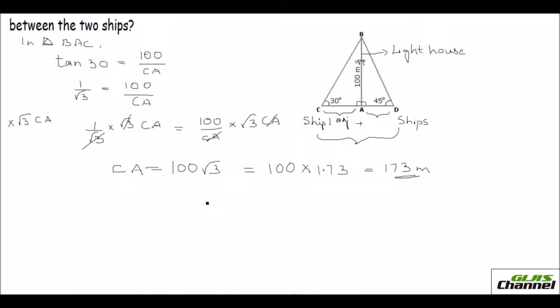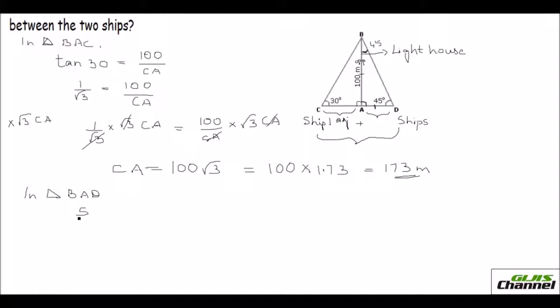Now, look at the next one. So this is very simple. You needn't do all this for this triangle. In the right triangle BAD, the angle is 45 degree, right? So if this is 45 degree, you know the other one is also 45 degree. That means this side and this side are the same. When the base angles are equal, the sides are equal. So your AD would be equal to your AB.